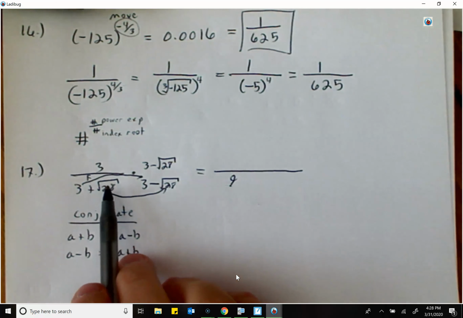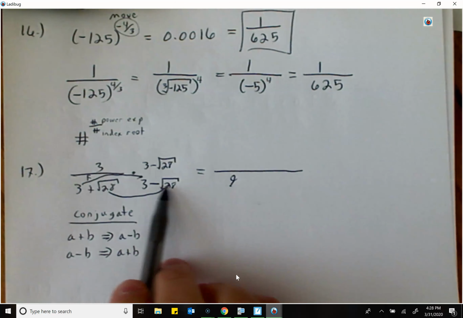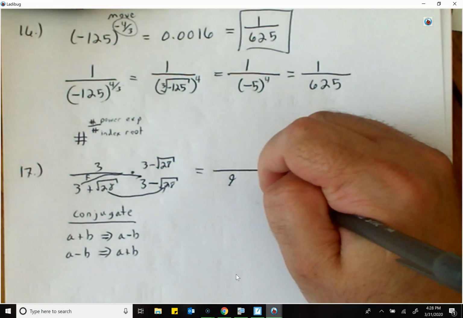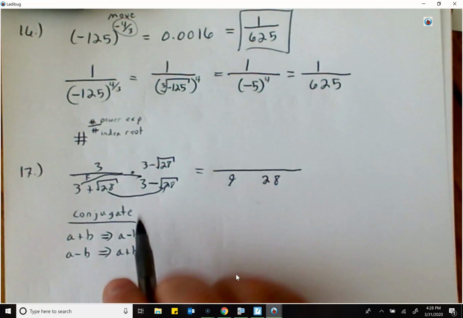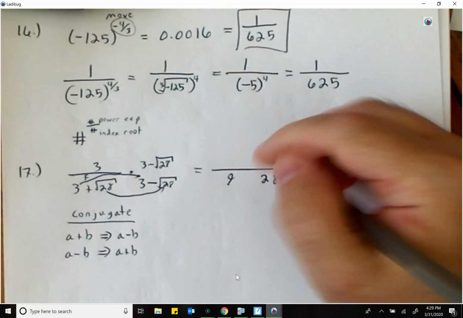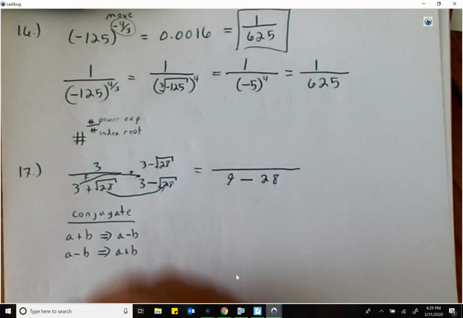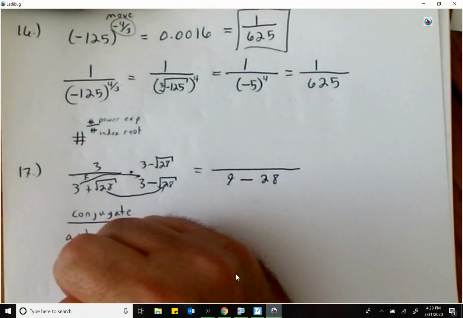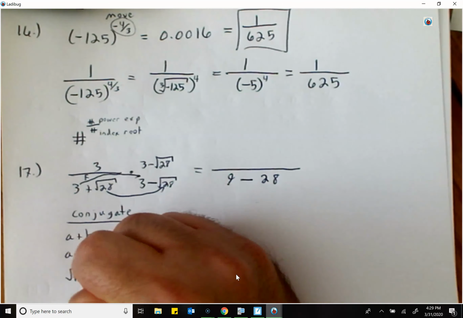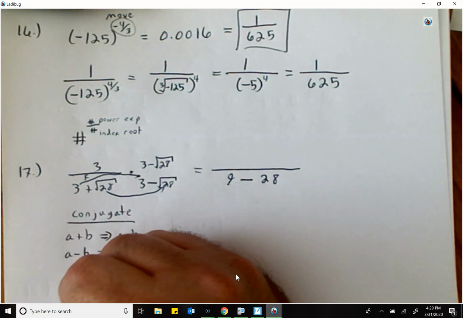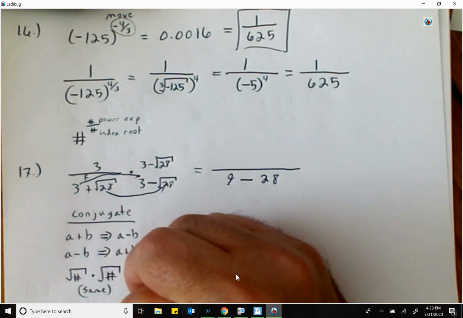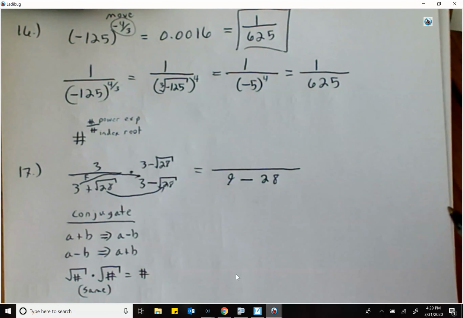And what happens when we take a radical and multiply it by itself? Okay, when you have two radicals that are the same, all that happens is the number pops out underneath, and a positive times a negative is negative. So whenever you multiply two radicals that are the same, all that happens is that number pops out underneath.